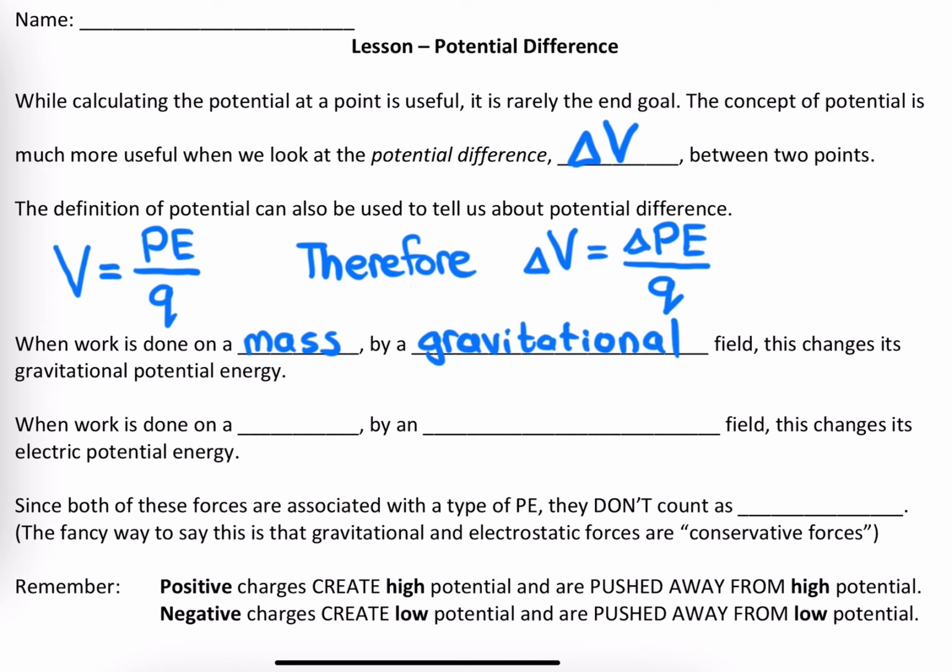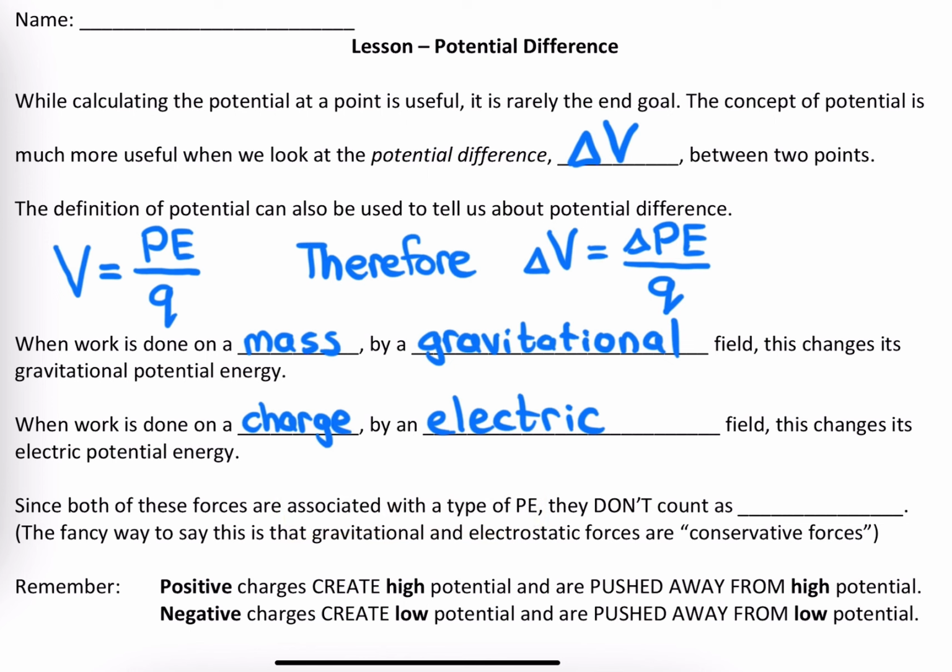So this is analogous to the scenario we have in electrostatics, where when work is done on a charge by an electric field, this changes its electric potential energy. So work done by gravitational fields and work done by electric fields both change potential energy. So both of these forces, gravitational force and the electrostatic force, are associated with a type of potential energy.